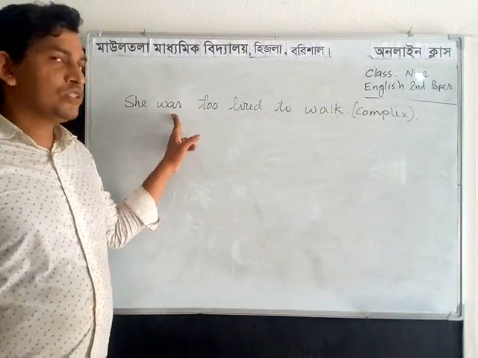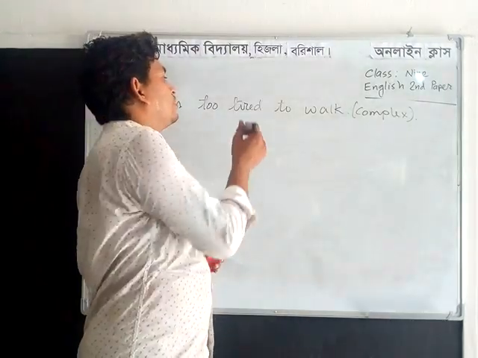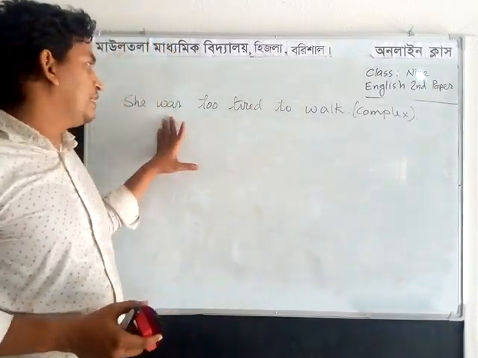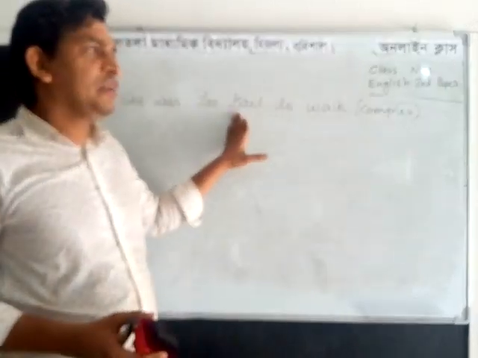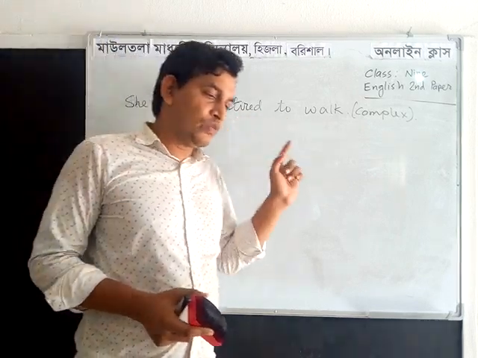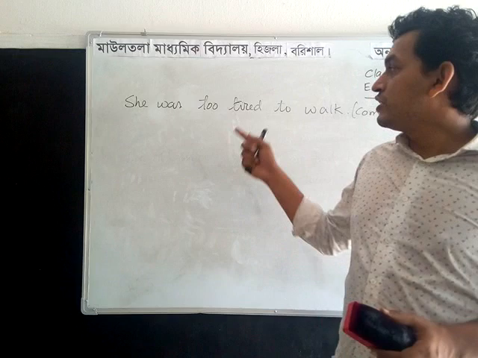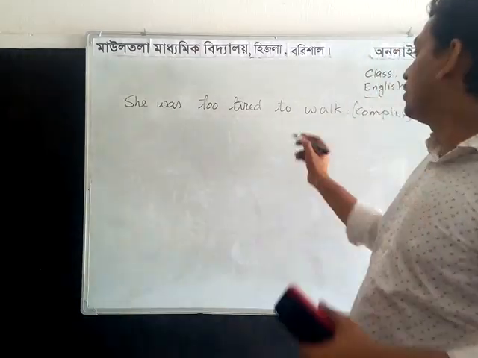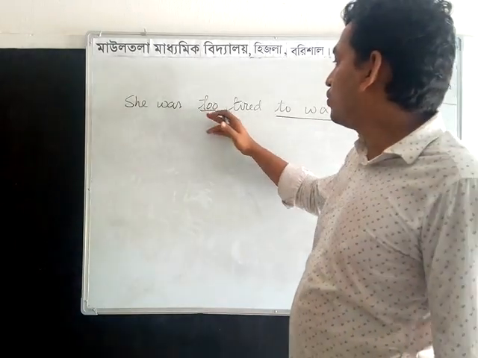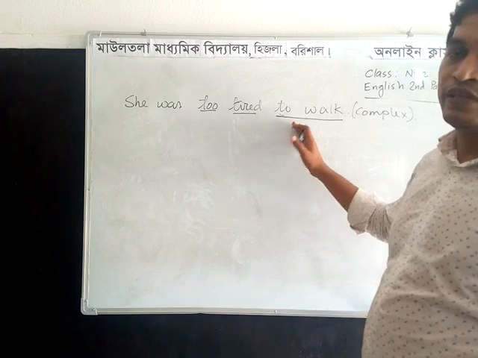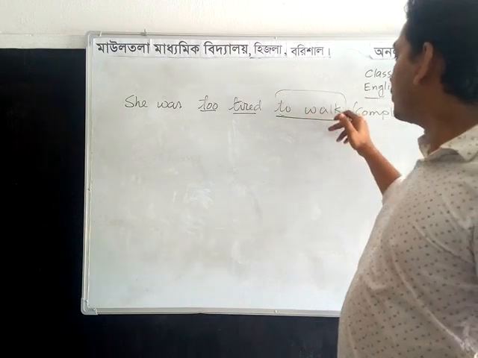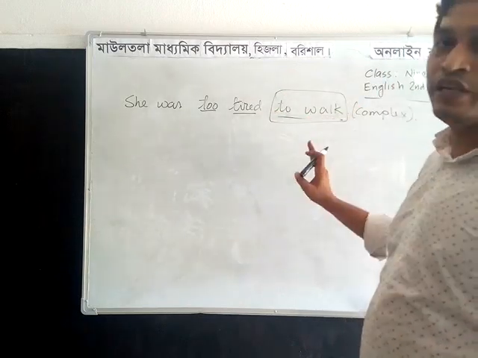Here, she was too tired to walk. That means in this sentence, she was very tired, and because of her tiredness, she could not walk. Here, "to walk" refers to inability of walking because of using "too" with an adjective in this format. So in this format, "she was too tired to walk", this "to walk" refers to negation. So we have to use the negative form.